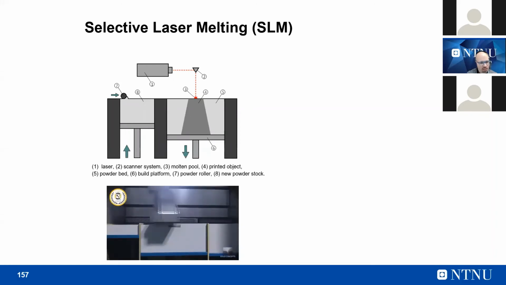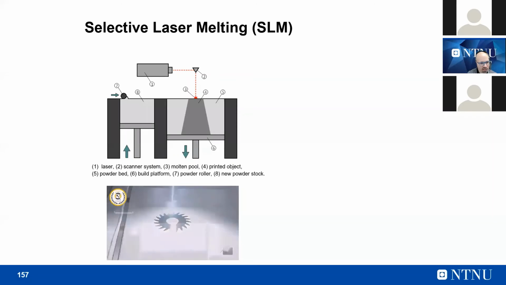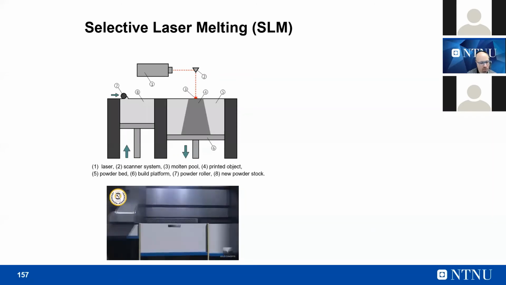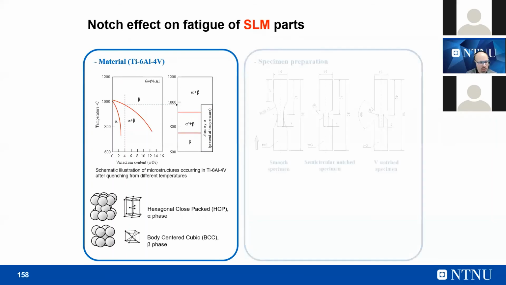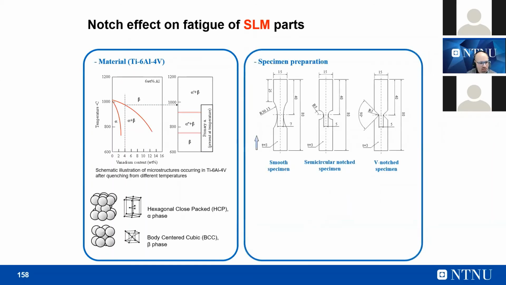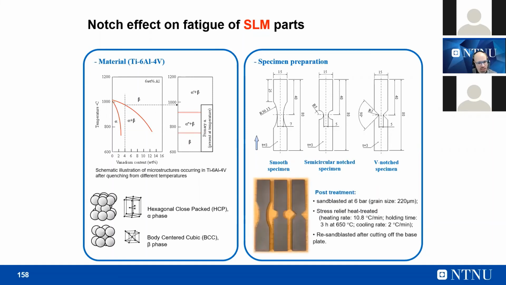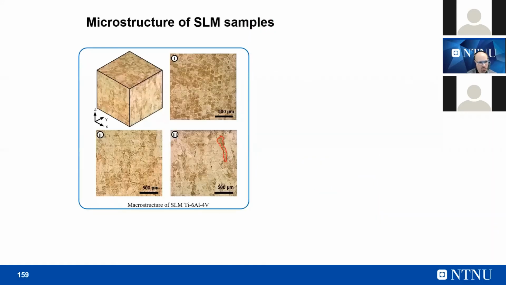We considered different techniques, the selective laser melting technique for 3D printing components, but also other techniques, for comparing the fatigue life of different materials. We studied the microstructures of this material, especially of titanium alloys, and we considered different kinds of geometries: smooth specimens, semicircular notch, V-notch specimens, and other geometries. We printed the samples with different sizes.